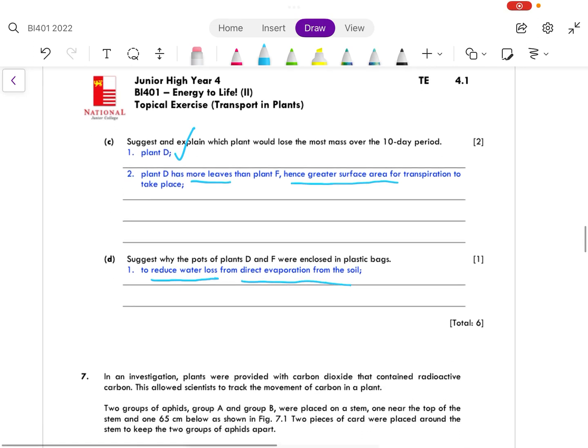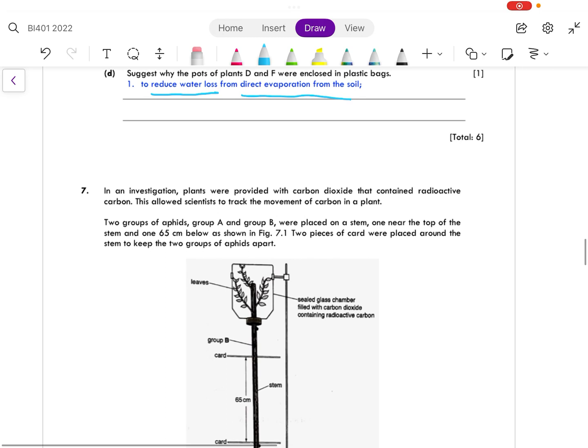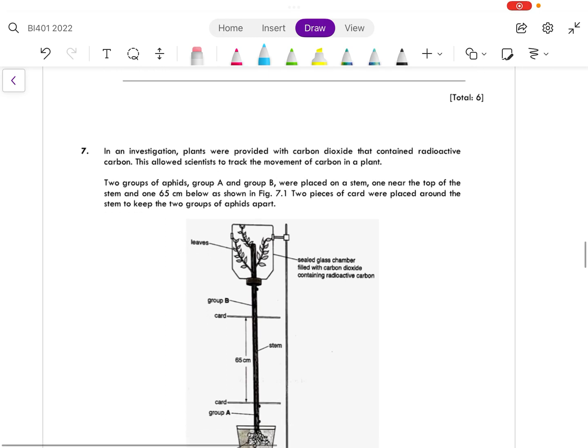Next, let's go to question 7. In the investigation, plants were provided with carbon dioxide that contained radioactive carbon. This allows scientists to track the movement of carbon in the plant. So here is that container where they have the radioactive carbon dioxide.